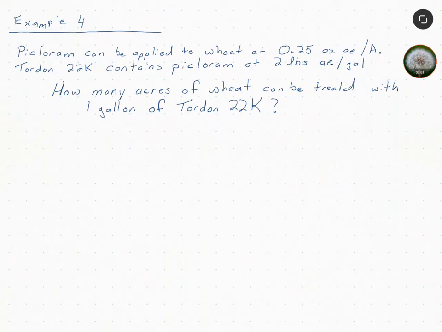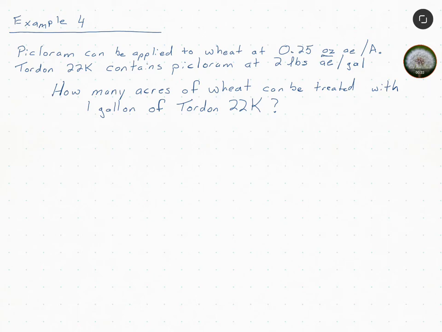Here we're going to go through example 4 from lesson 6. And this example states that picloram, which is the active ingredient, can be applied to wheat at a rate of 0.25 ounces of acid equivalent per acre. Now, one really important thing to keep in mind here is this ounces is dry ounces, not fluid ounces.